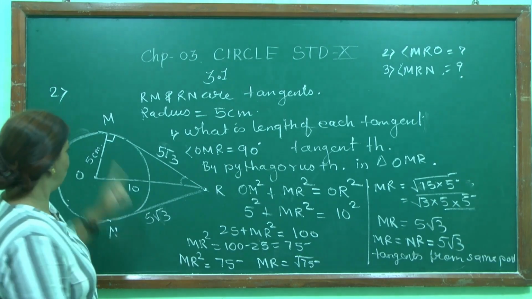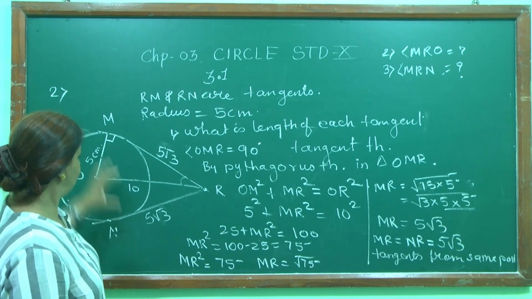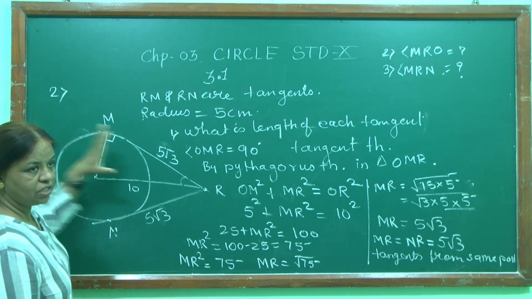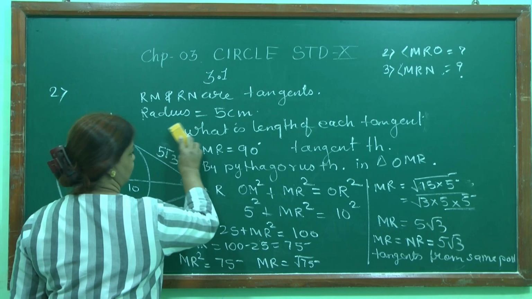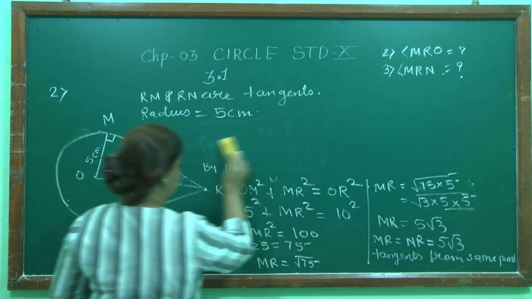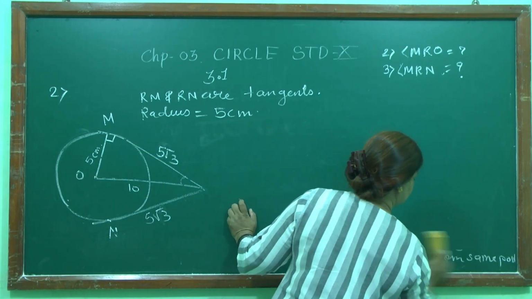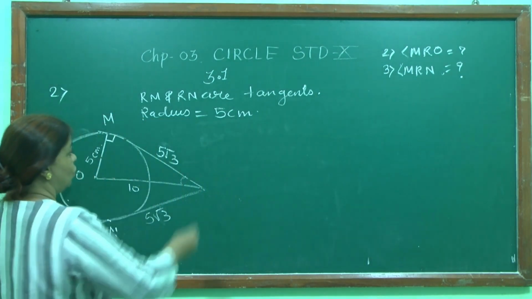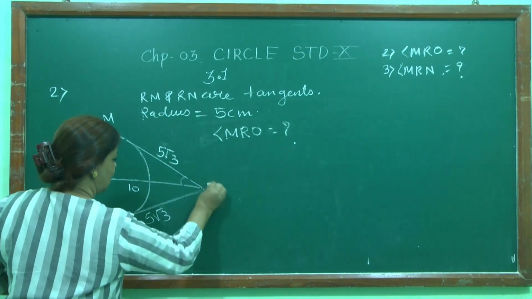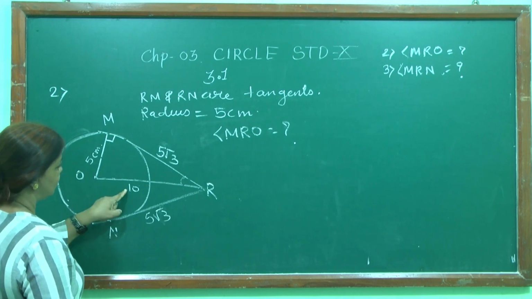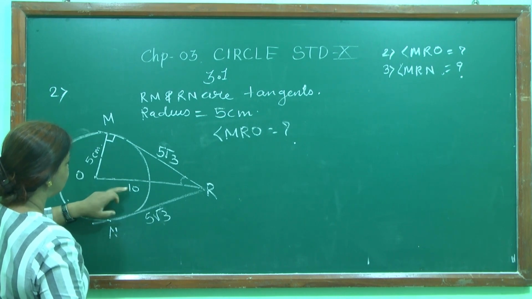Now we will be going for angle MRO. Now look at this triangle. Children, you can pause and solve this sum. Now I am rubbing the board. We want to find angle MRO. This is M, this is R and this is O. Now this is 5, this is 10, this is 5 root 3. This is a right angle triangle and here I can see this is the hypotenuse.